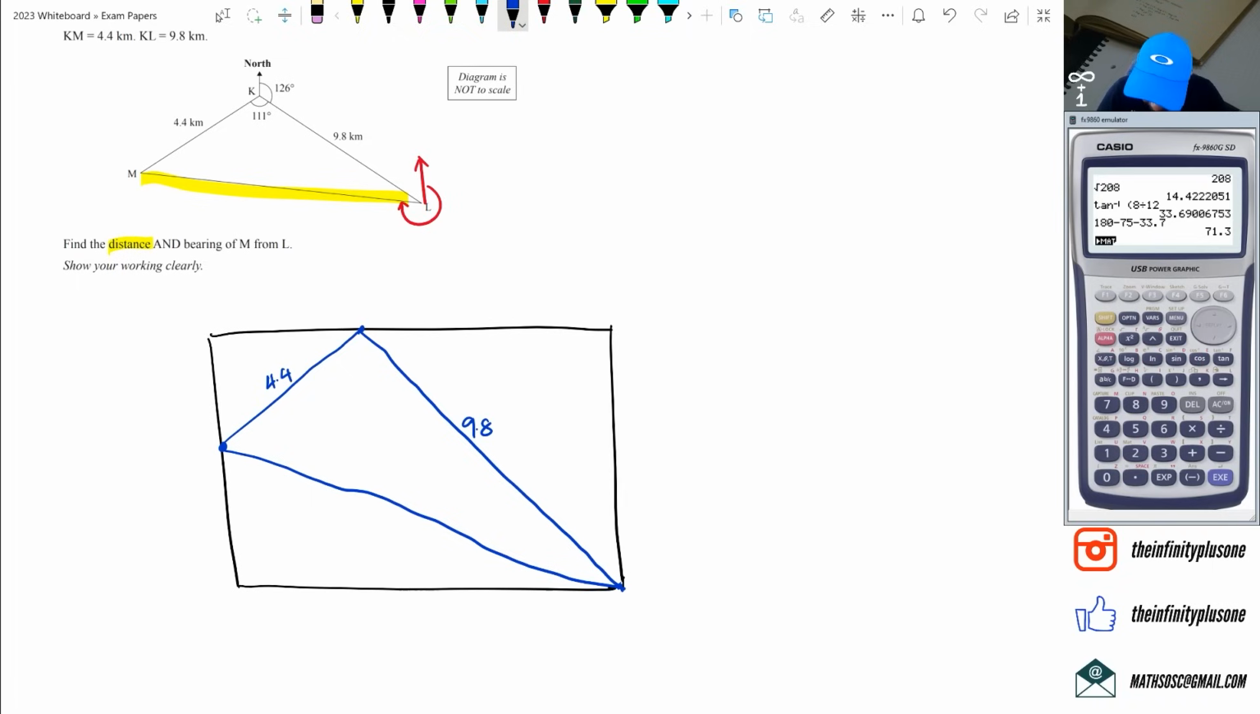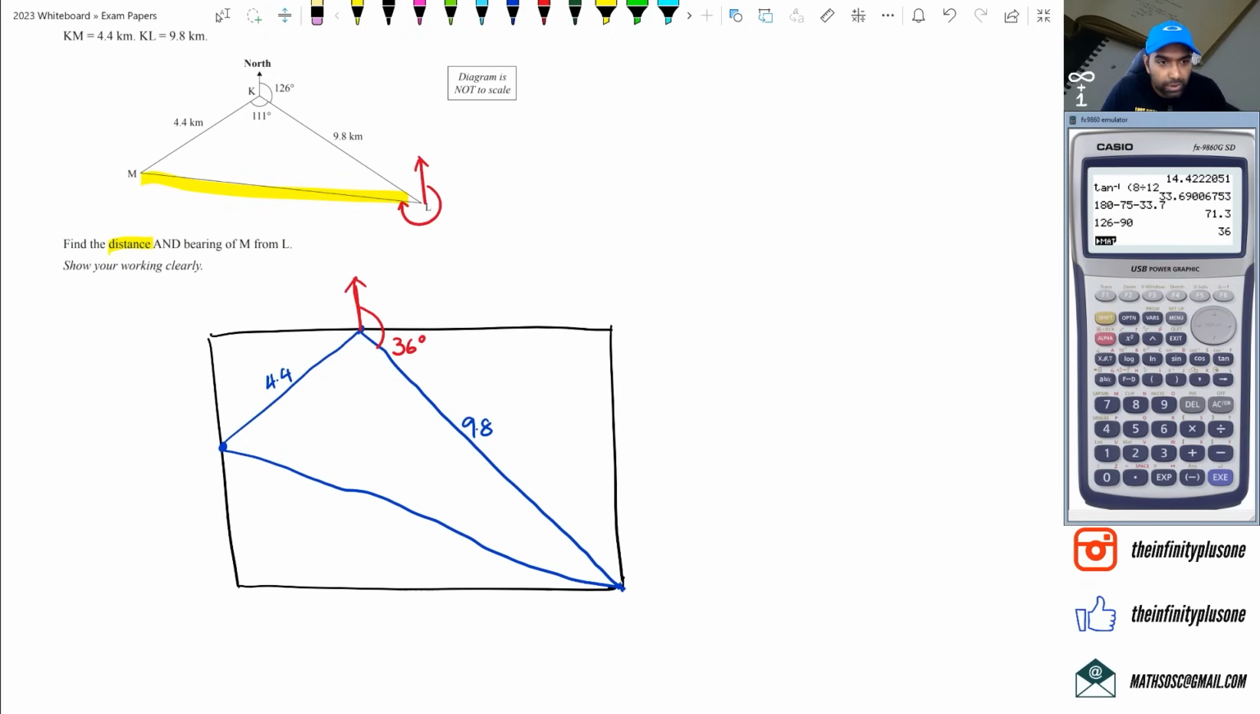What else do I have? I've got some angles here, 126. So firstly, this entire angle is 126, right? So what I'm going to do is 126 take away 90. So 126 take away 90 is going to give me 36 degrees. So this angle here is 36 degrees, because remember that this part here is 90.